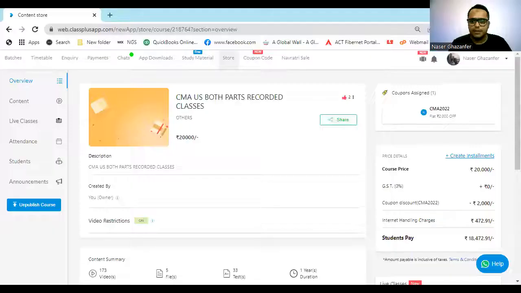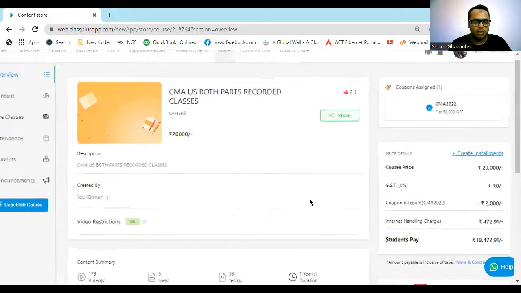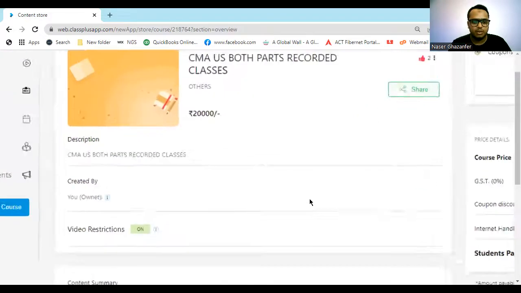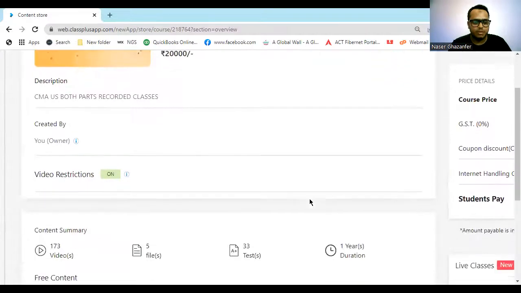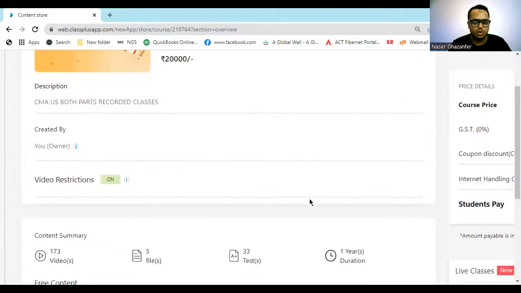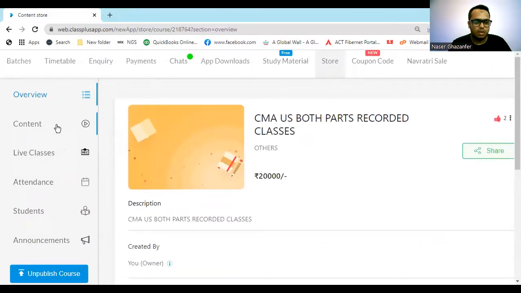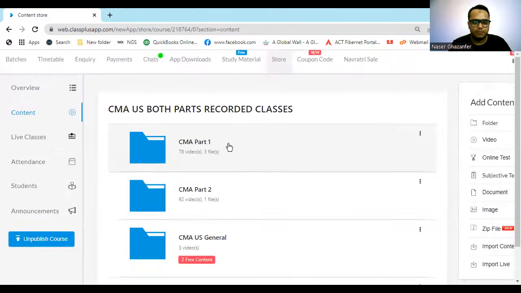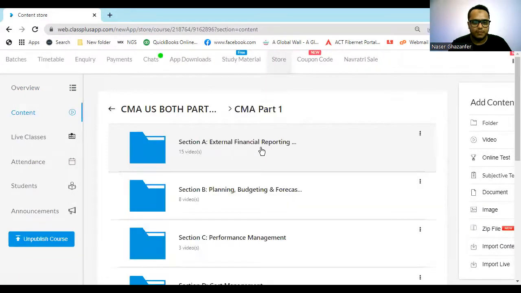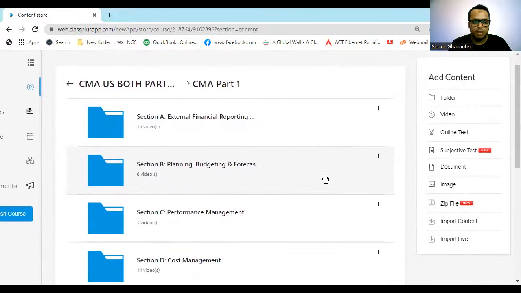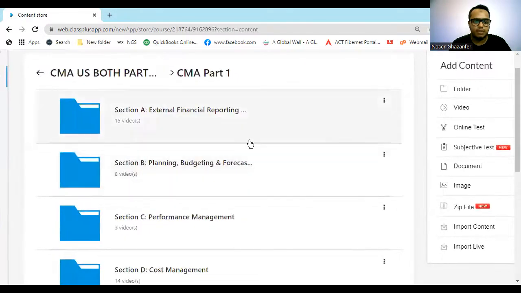So here it is. Here's my portal where you can take the classes. To be more specific, let us go towards part one and part two so that we have more clarity. Here's part one, external financial reporting decisions. This is one particular part which concentrates more on accounting, financial accounting.